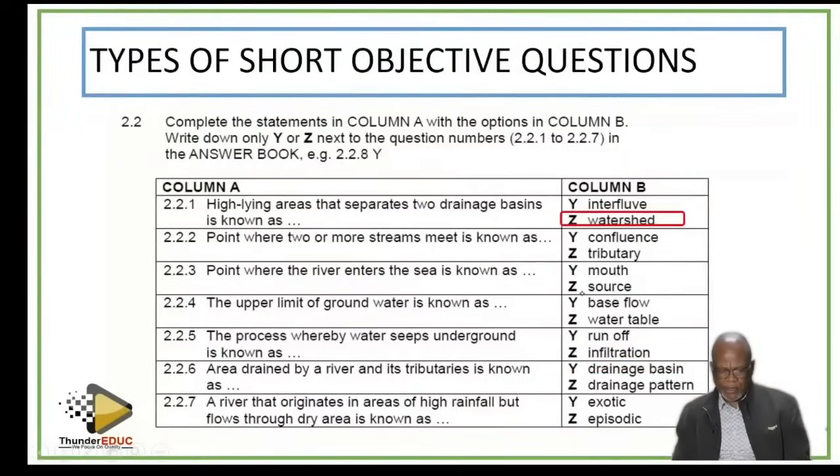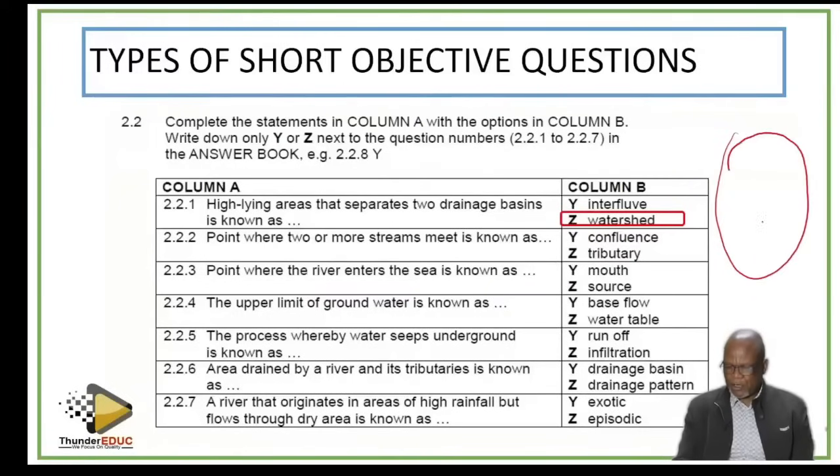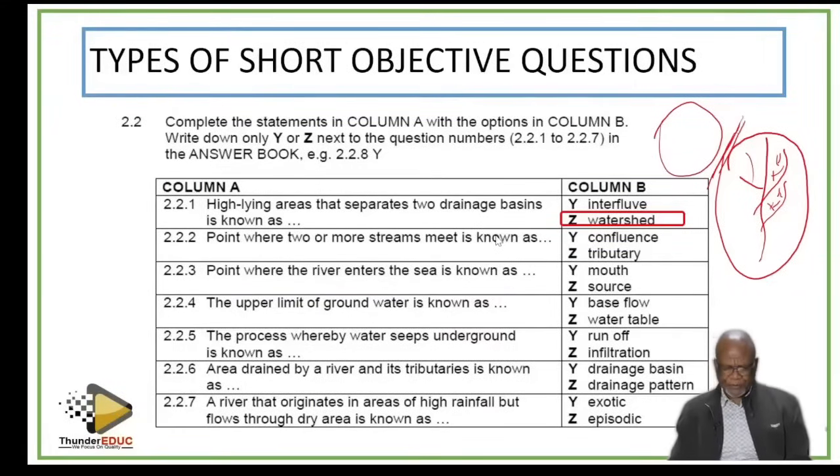Okay. And then a watershed is a high-lying area that separates two drainage basins. Here we have an interfluve. So what does an interfluve do? If you have a drainage basin like this, with streams, this is one drainage basin. Between the streams within one drainage basin, this is what you're going to get, an interfluve. But if you have one drainage basin here and another drainage basin next to it, the two drainage basins are separated by the watershed.